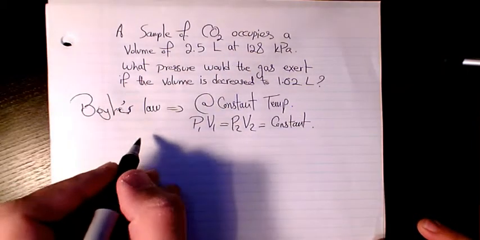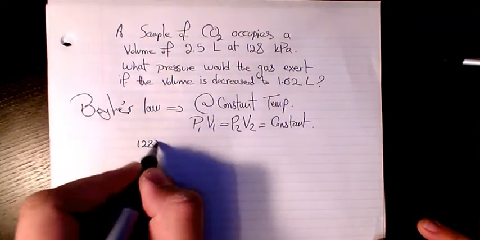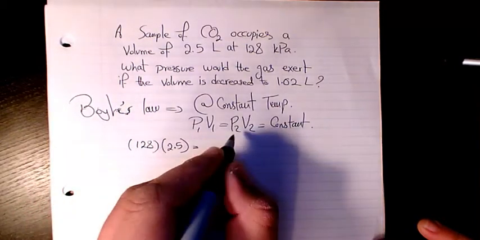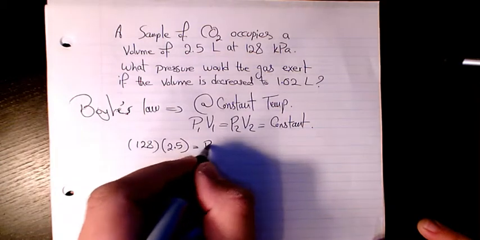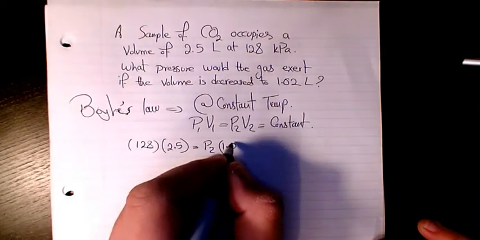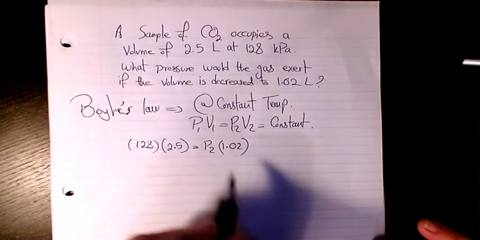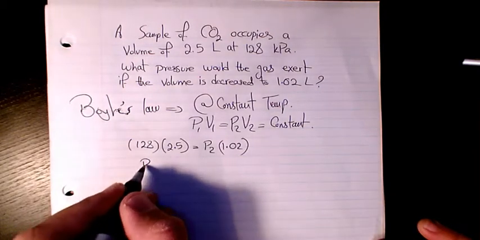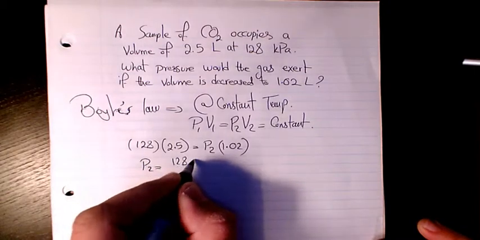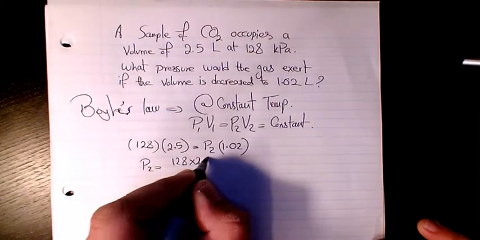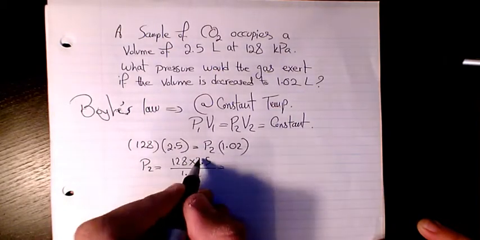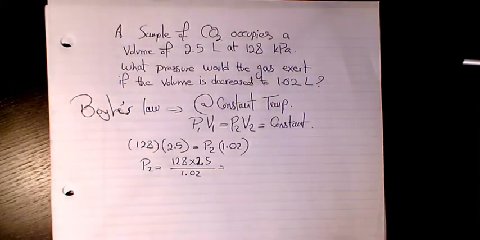So here the first one was 128 kilopascal times 2.5 equals the pressure times 1.02 liters. We need to find out the final pressure. So P2 will be 128 times 2.5 divided by 1.02.